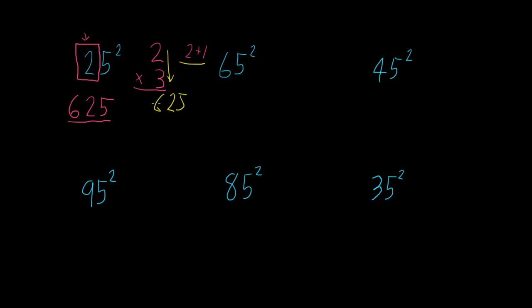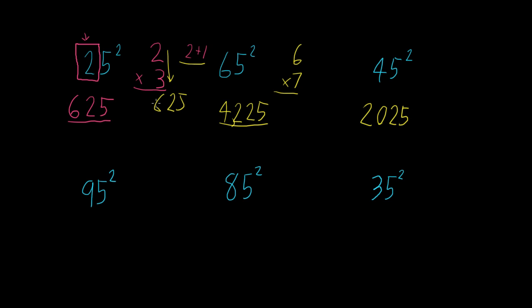In this one, we have 65 squared. So we have 6 times 7, which we can do in our head without a problem. That gives us 42, and then we put a 25 at the end. So 4,225 is the answer for that. On this next one, we have 45 squared. So 4 times 5 is 20, and we put a 25 at the end.